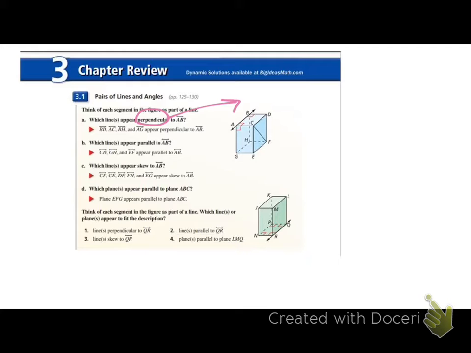They make a right angle. Good. So there are two lines that are coplanar, so they have to be on the same plane. They intersect, and they form 90 degrees. They're coplanar, they intersect, they form 90. So we have that written in on today's notes.